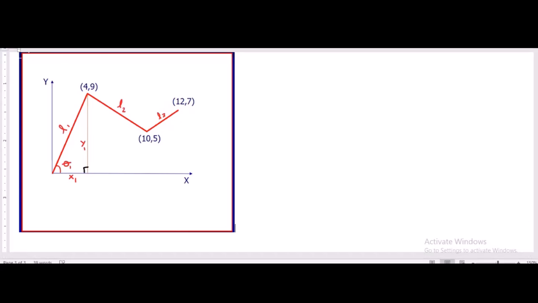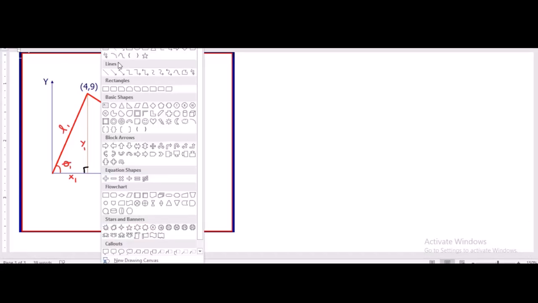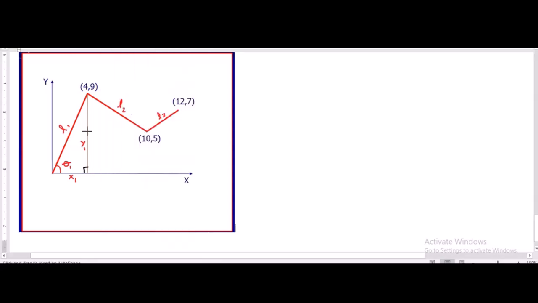Now let's proceed for the L2. To find L2, form a triangle here, or you can form it here. So from here, draw a straight line horizontally. That's it. Just to form the triangle. So this is 90 degrees.